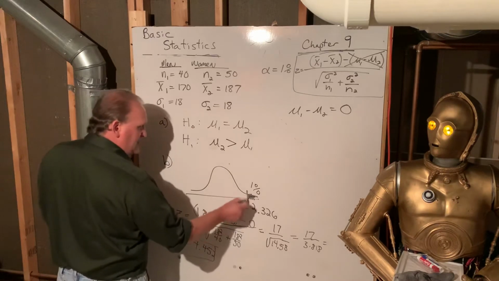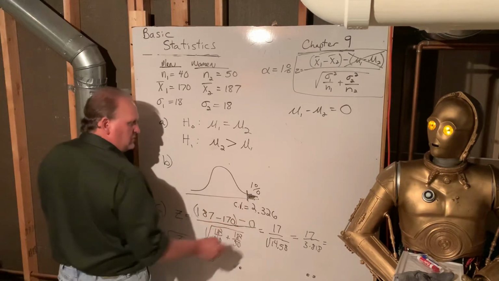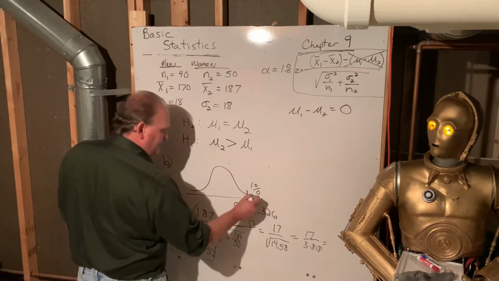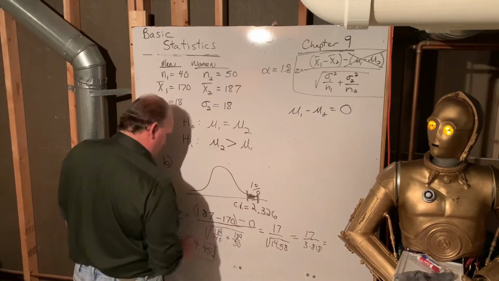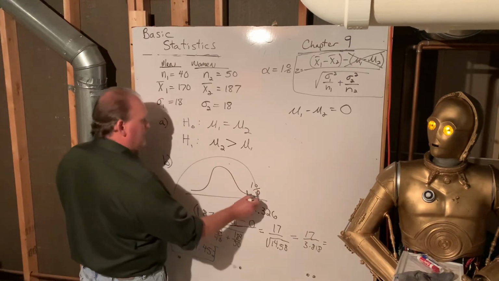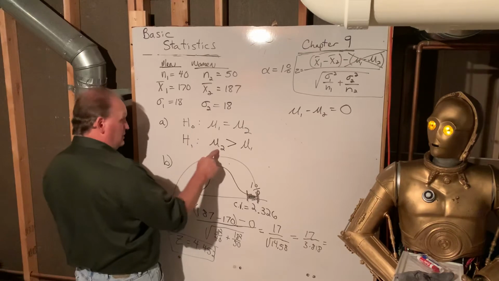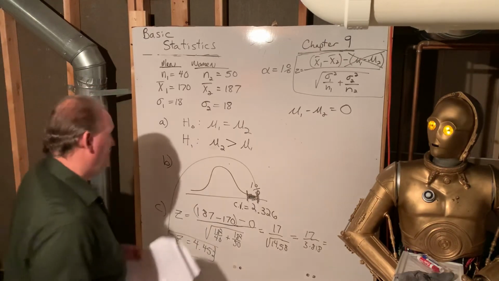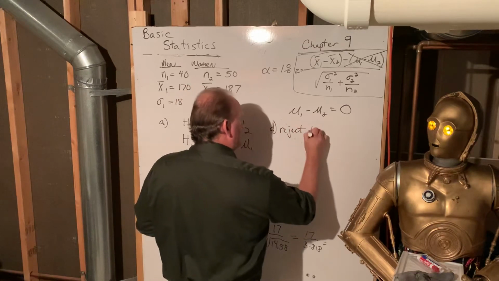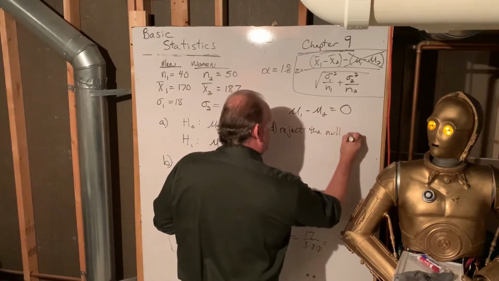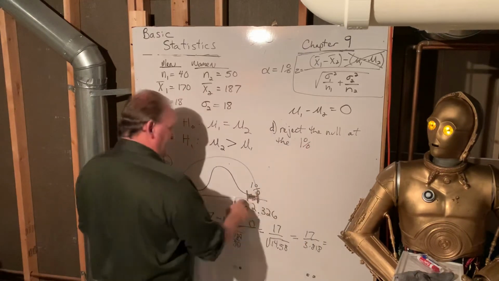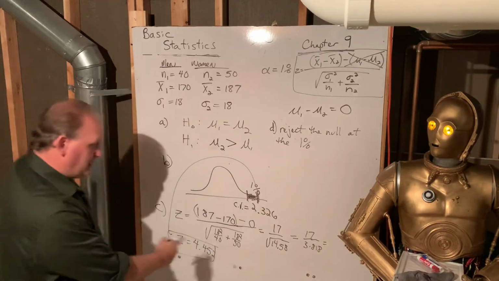So the number to beat was 2.326, and we beat that easily, handily, right? That's where my z-score ends up, well into the shaded area. That means we reject the null and conclude the alternative. So letter D, reject the null hypothesis at the 1% level. That was hard to hit, but we hit it pretty easily with this data.